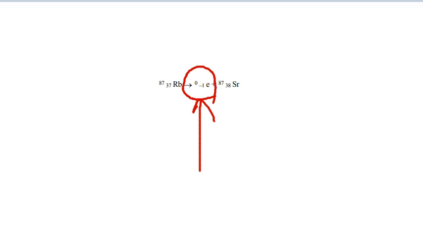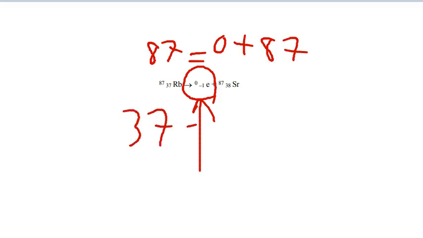The mass numbers are easy. Rubidium starts out at 87. On the other side, we have 0 for the beta particle plus 87 for the mass number for strontium. But for the atomic number, rubidium is 37, the beta particle is -1, and a lot of times students will go with 36, forgetting that there's a minus sign here, but it is 38.